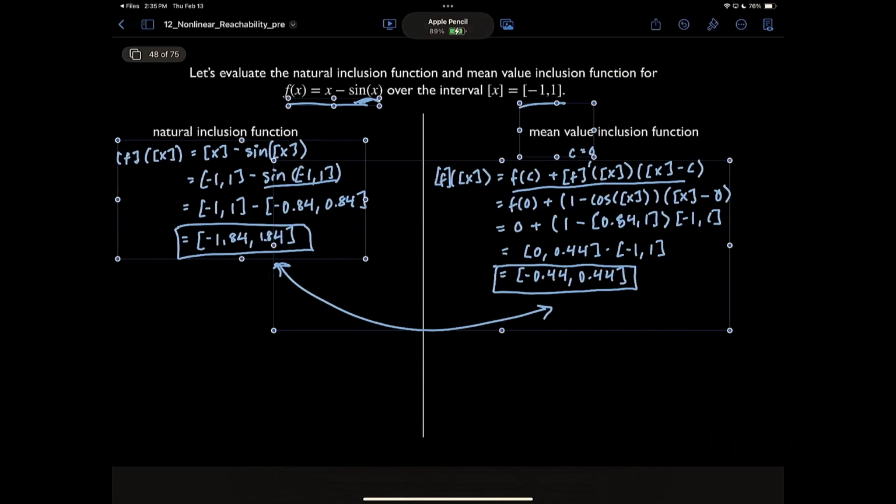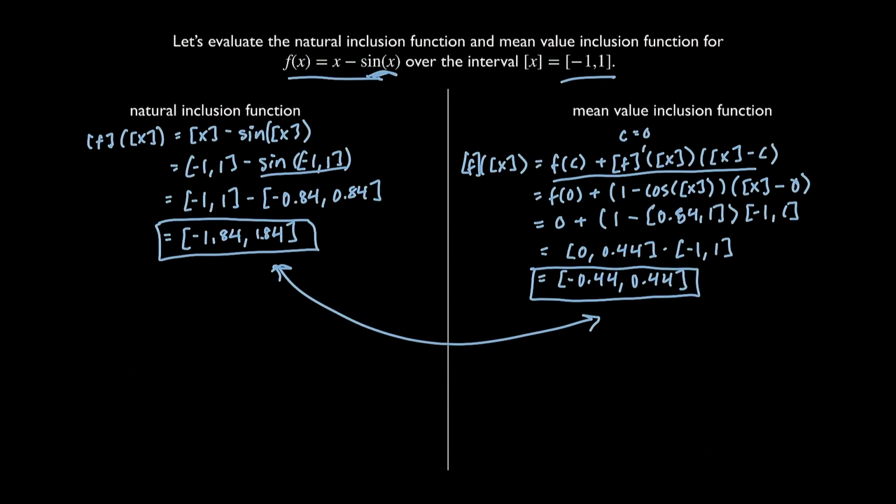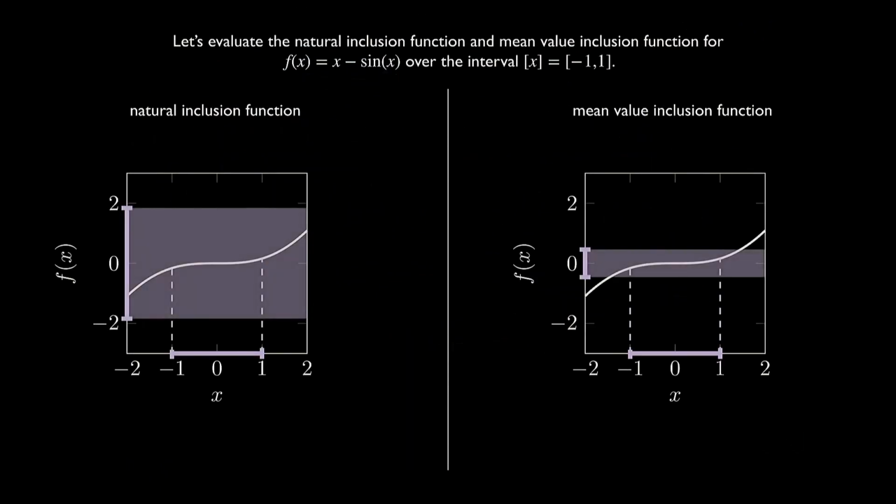Okay, so again, you can go through this a little more slowly on your own time. But just to verify what we just did, here's graphically what this looks like. This is all the math that we just did. If you remember, we got minus 1.84 to 1.84, so that's what this looks like. We saw this before: our natural inclusion function doesn't look so good, and our mean value inclusion function looks much better, which is pretty cool.